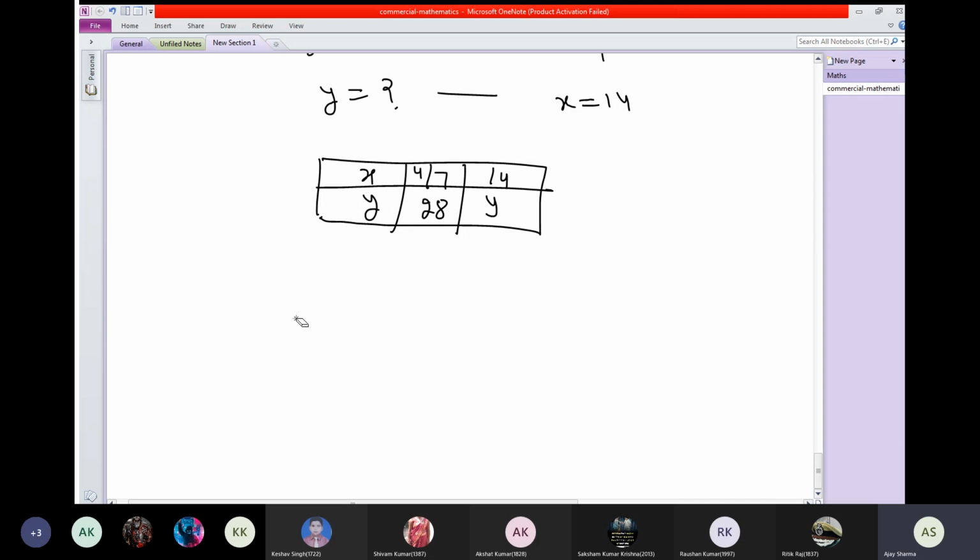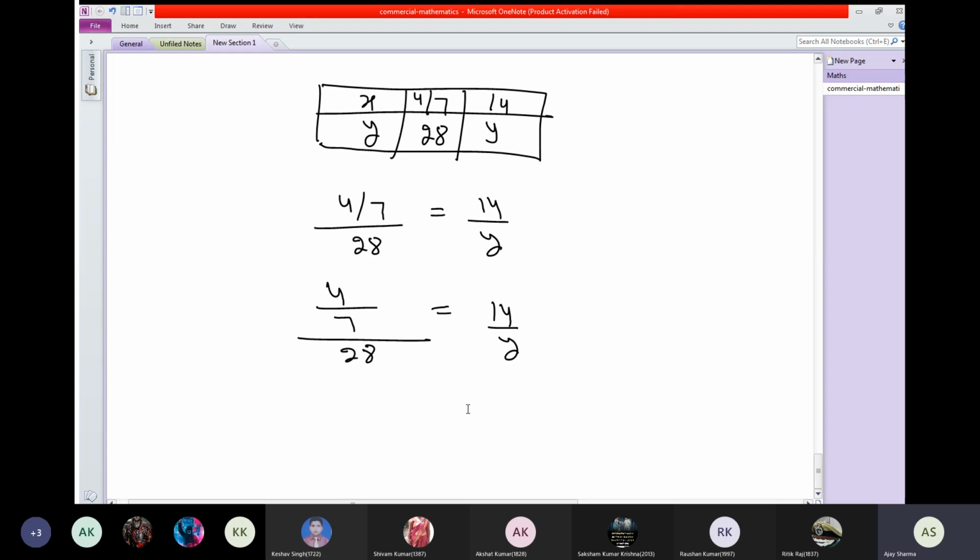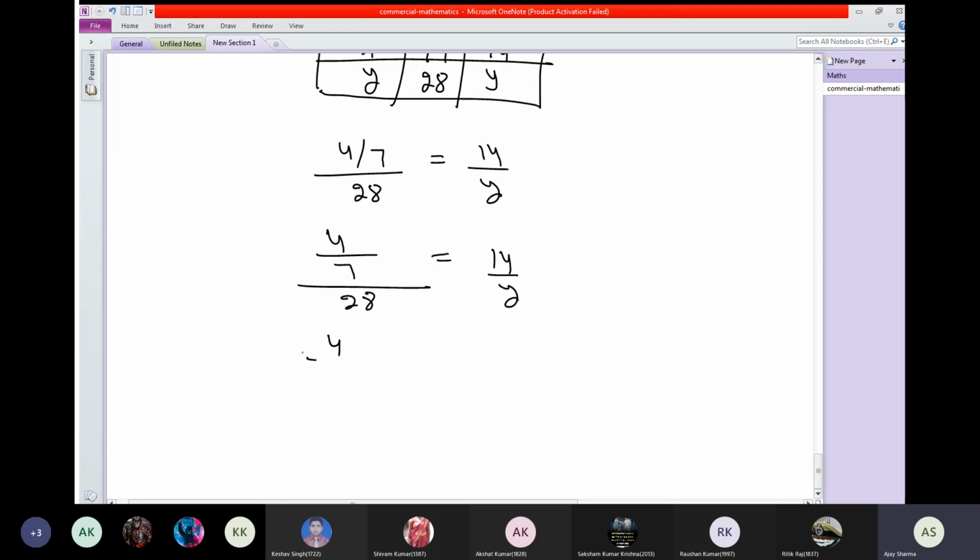Now you have to make the ratio the same. The ratio is 4 by 7 divided by 28 equals 14 by y. In the next step, this 28 will appear here as it is, 7 multiplied by 28. On the other side, it will be 14 upon y. Now, cross multiply: y will be equal to 14 multiplied by 7 multiplied by 28, and the 4 in the numerator will appear in the denominator on the other side.